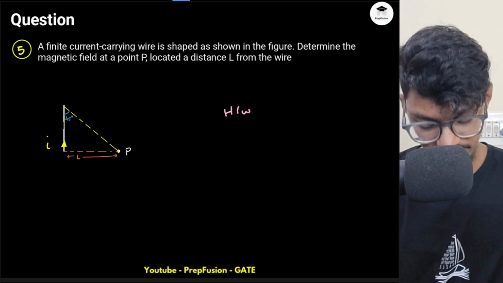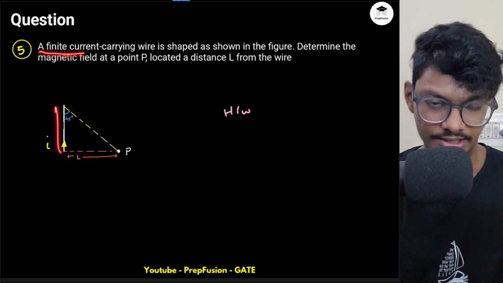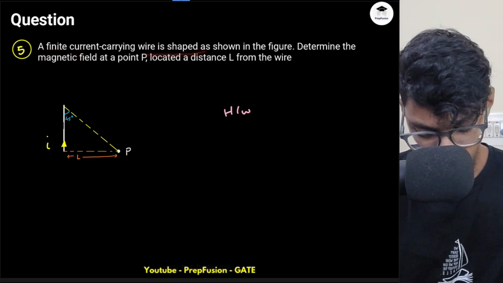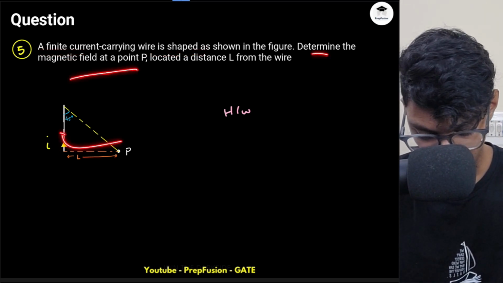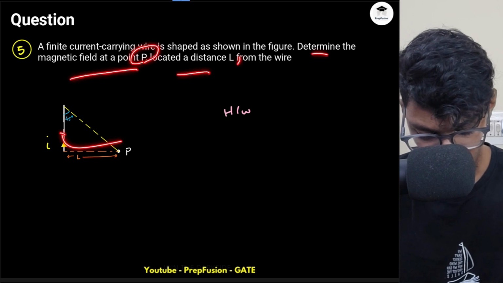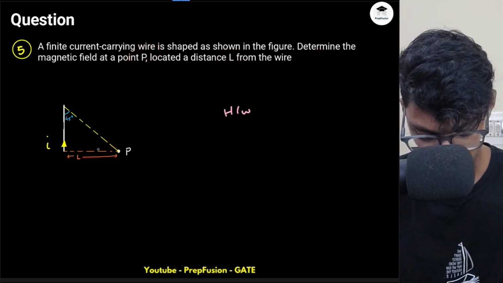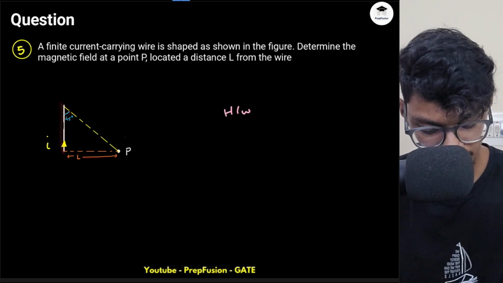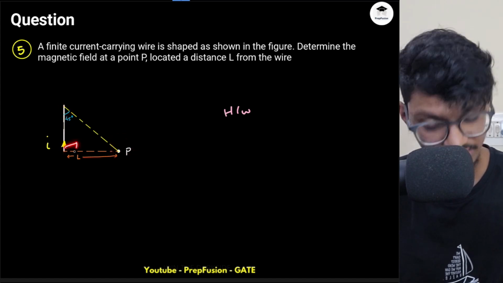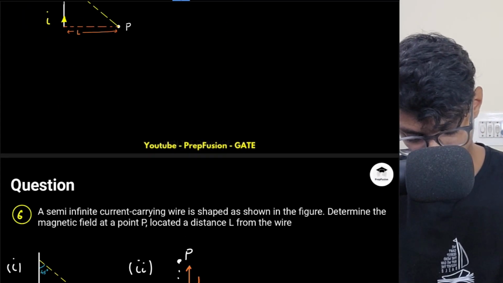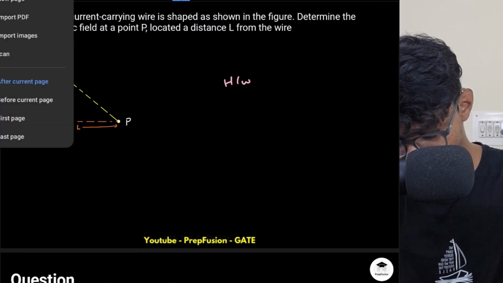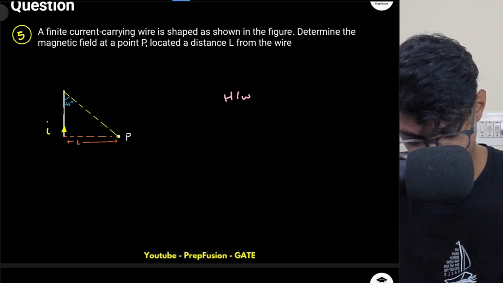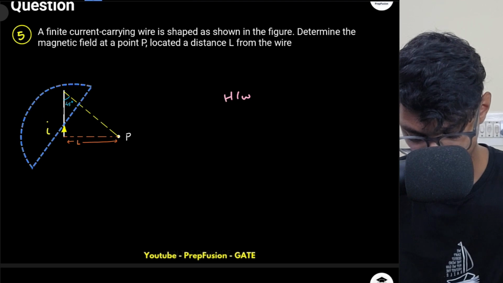So if I move on to this question, this is a finite current carrying wire, shaped as shown below. Determine the magnetic field at a point P located at a distance L from the wire. This is not infinite anymore. So this is finite. I know one of the angles that the wire subtends with respect to the point P, that is 45. What is the other angle? The other angle is simply 90. So this is also pretty simple for us to do. Not that difficult, right? They just want me to find the magnitude.